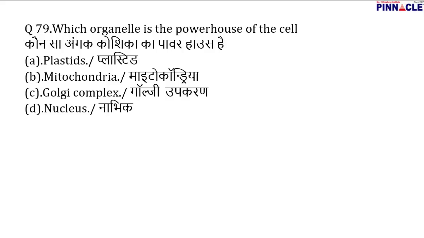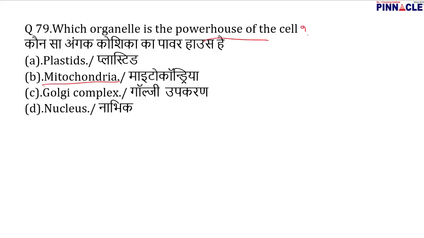Question number 79 is, which organelle is considered the powerhouse of the cell? It is a very common question which is asked in SSC CGL, and the powerhouse of the cell is the mitochondria. Why so? Because the energy which our body requires for performing various chemical activities is released by the mitochondria in the form of ATP, that is adenosine triphosphate. So always remember that mitochondria is called the powerhouse of the cell. For question number 79, B, that is mitochondria, is the correct option.